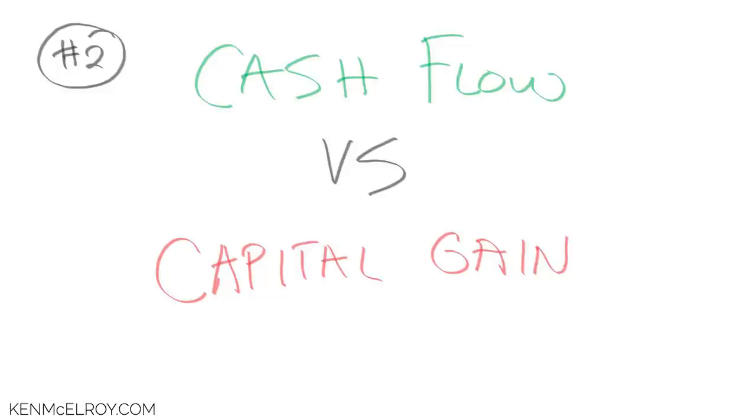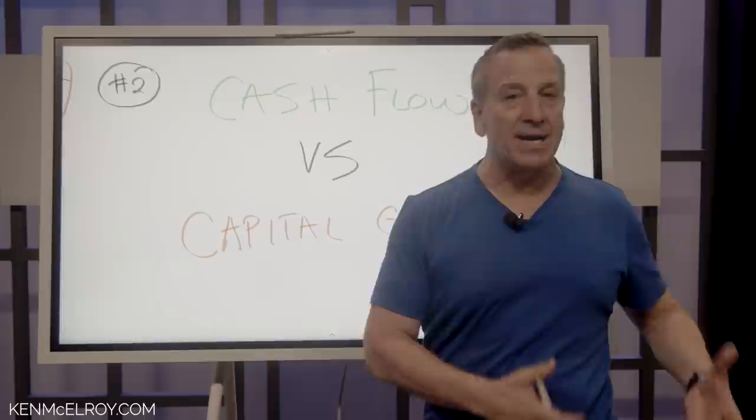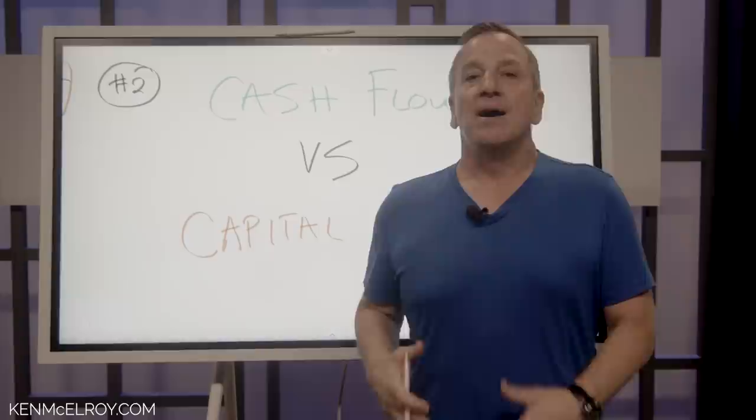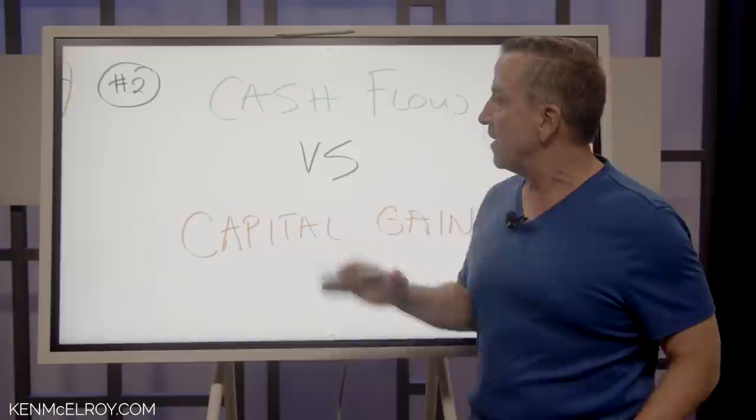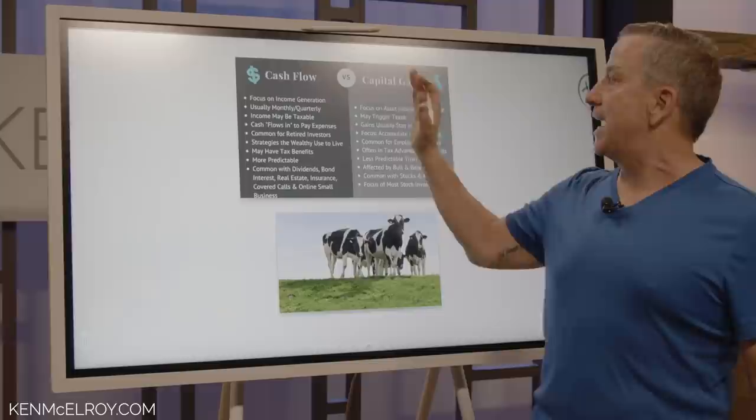For a lot of you, cash flow means exactly that. Cash flow is the net income from a business or from real estate, whereas a capital gain is like buying something and selling it for higher. They're very different strategies. Cash flow tends to be a little more long term. Capital gains tends to be a little more short term. Cash flow, in a lot of cases, has better tax situations, and capital gains, a lot of times, has a higher tax liability. So let's take a look at some of the differences between cash flow and capital gains.